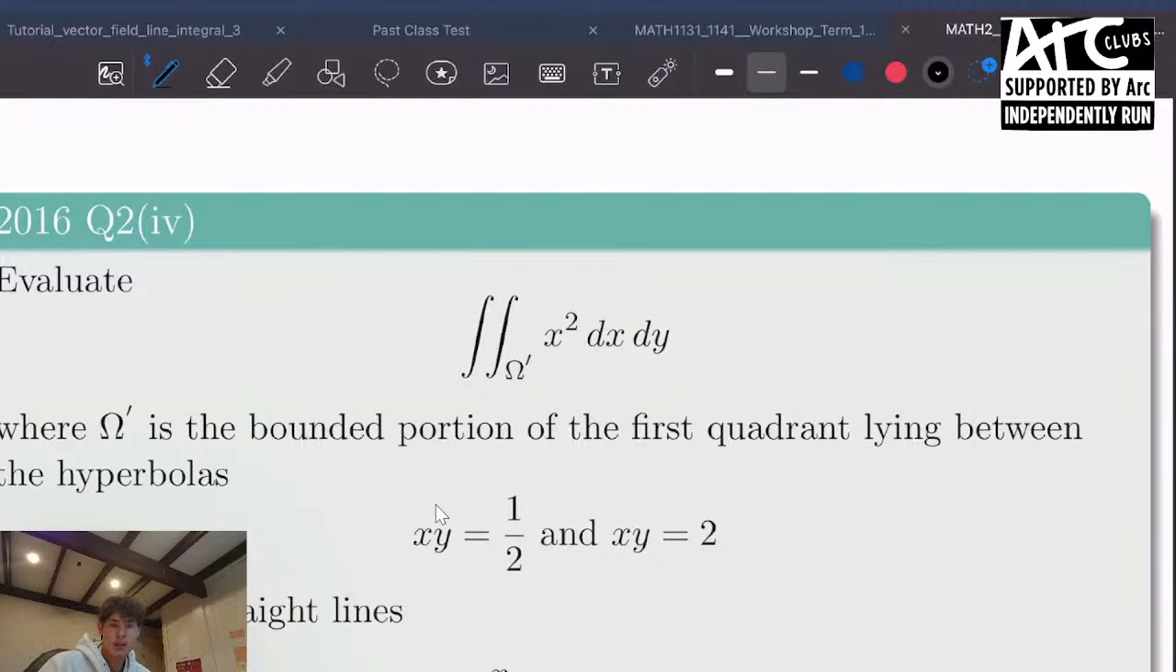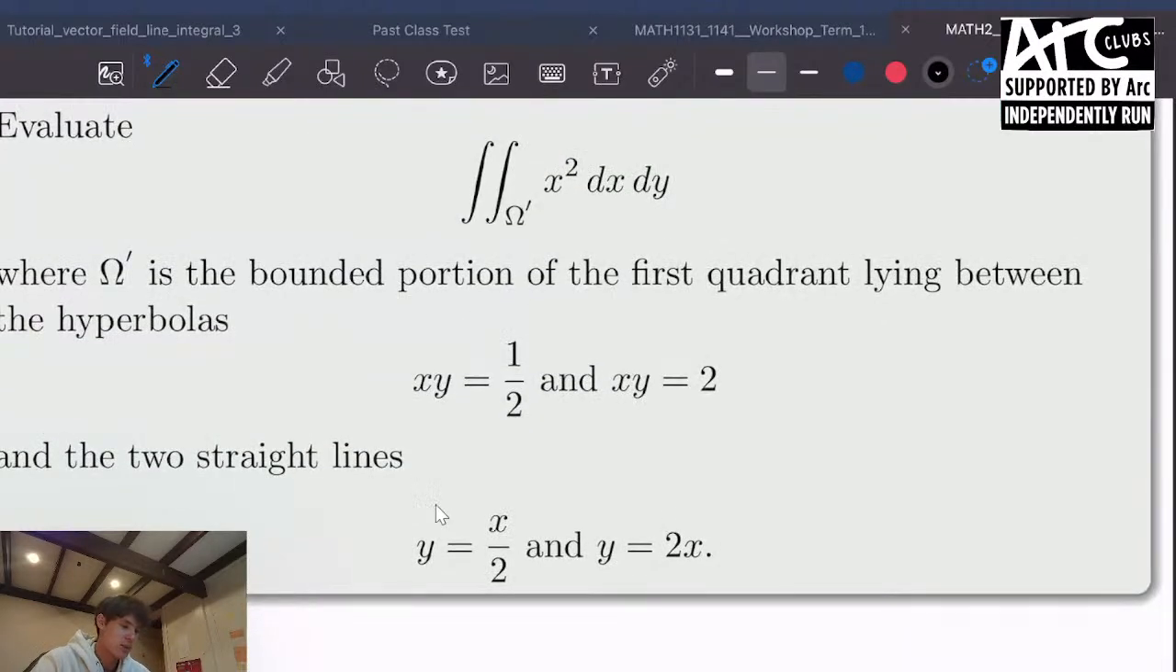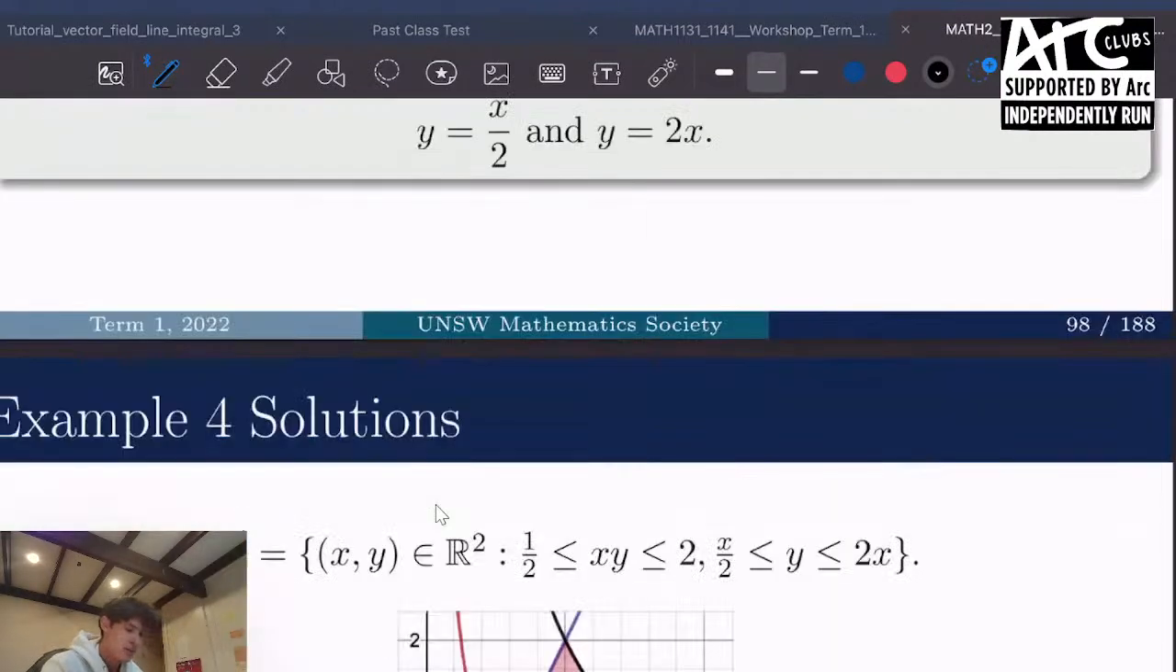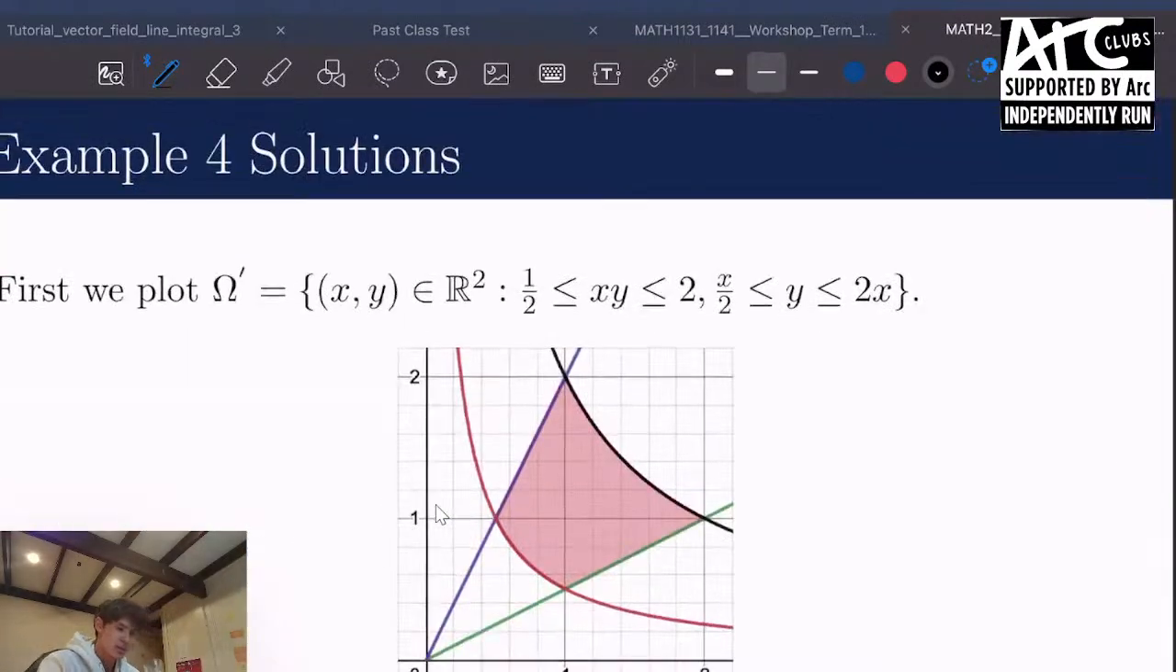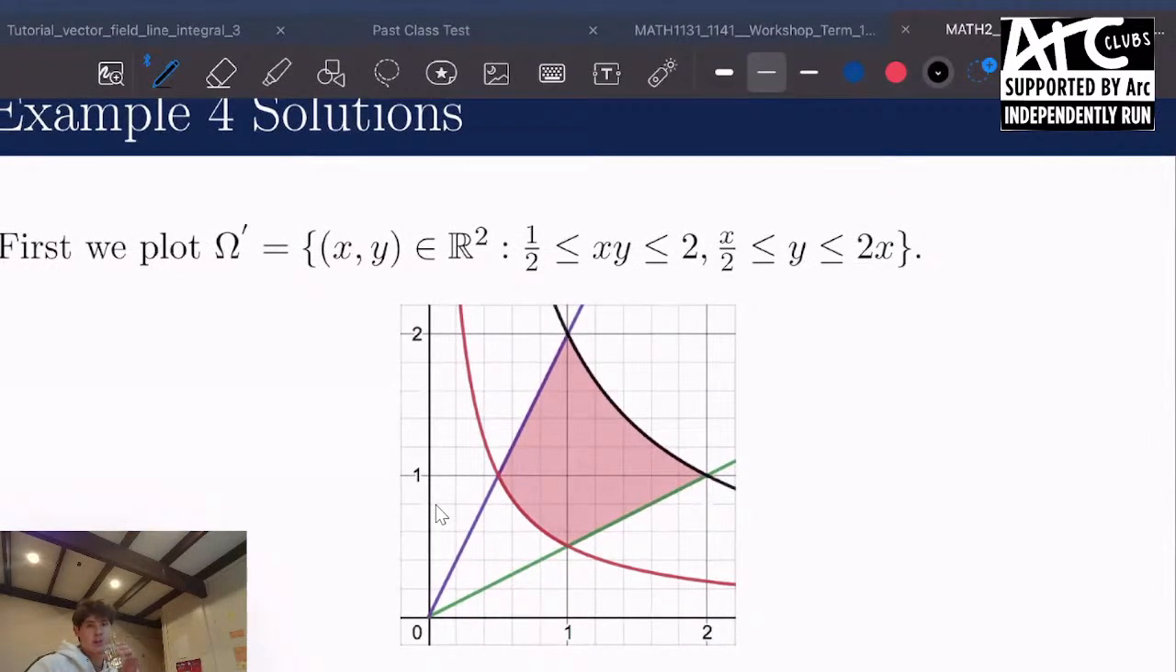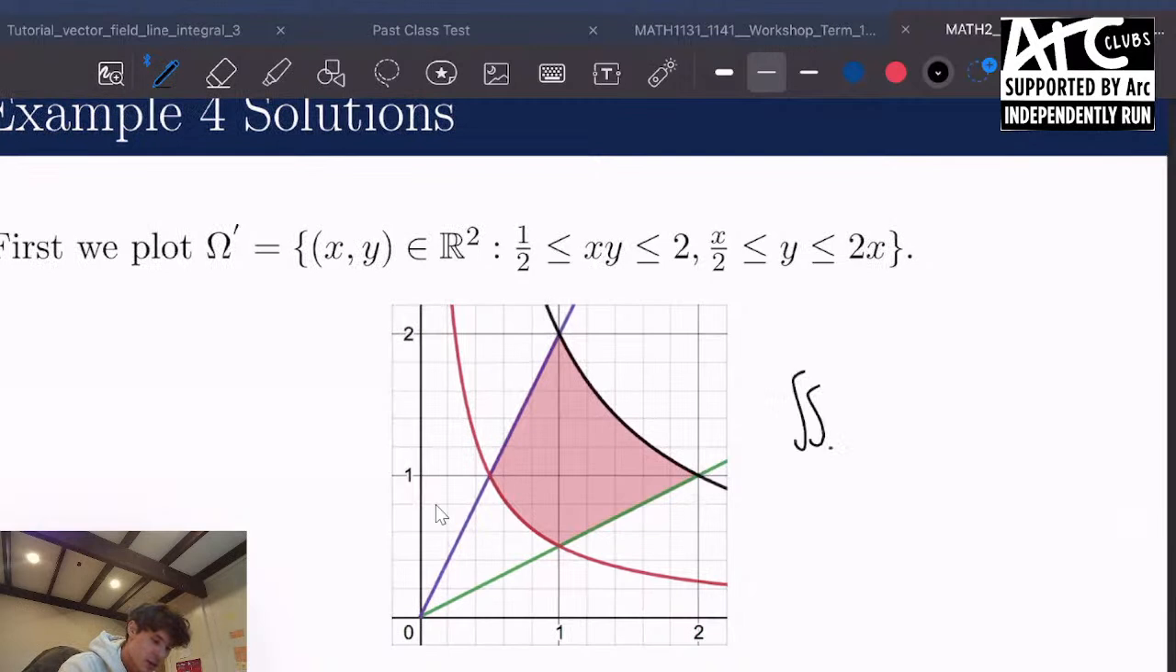So we have the double integral over some bounded area of x squared dx dy. It tells us that the area is the bounded portion of the first quadrant lying between two hyperbolas and two straight lines. So through Desmos, we can see that this red area is the one we're interested in. So now what we need to do is find the integral of the function over this region.